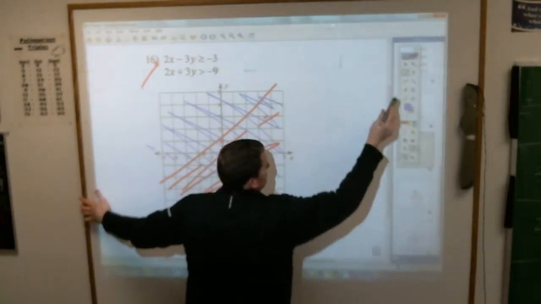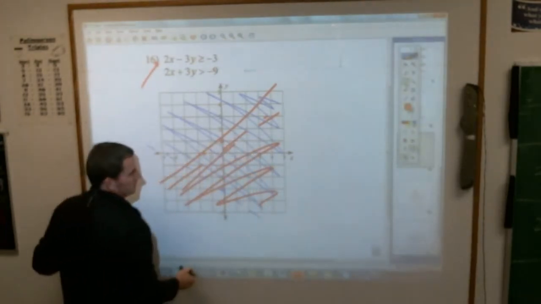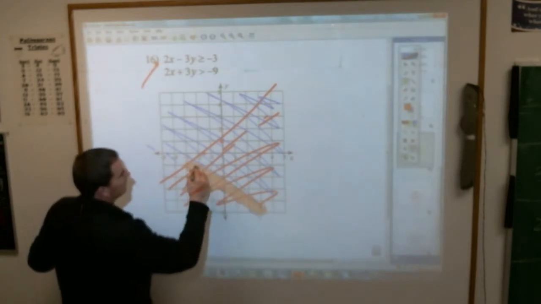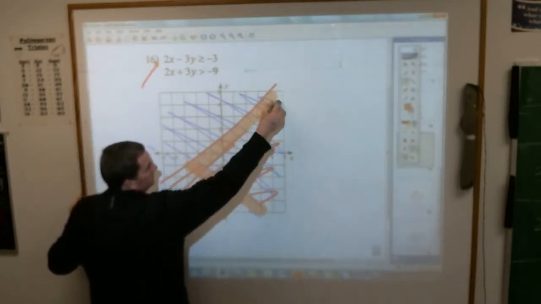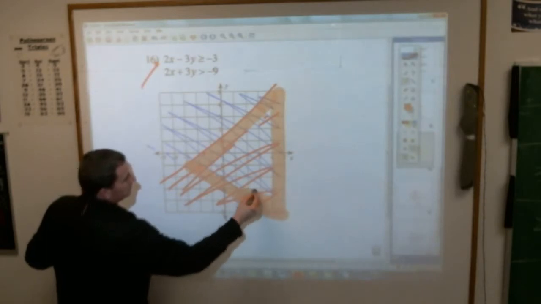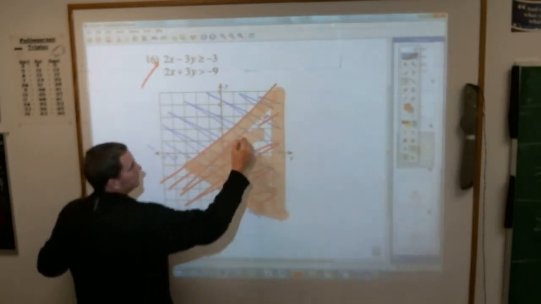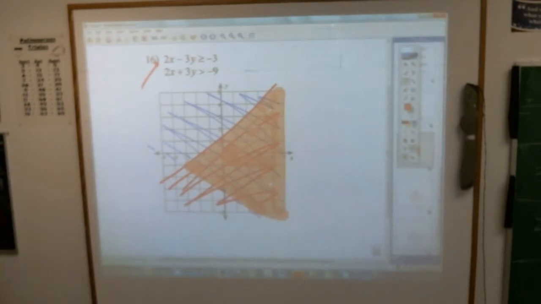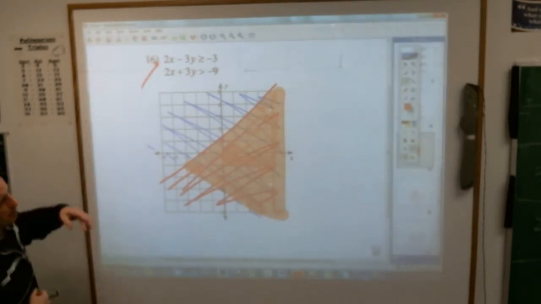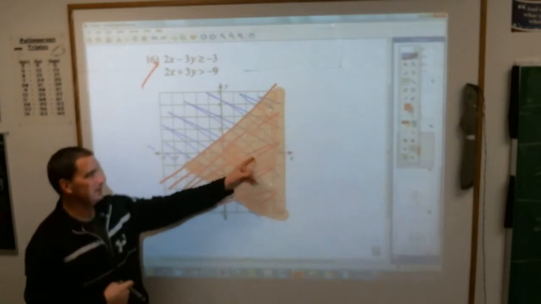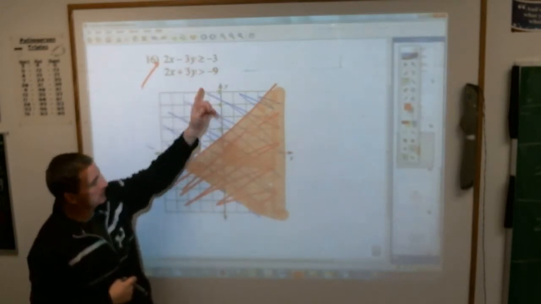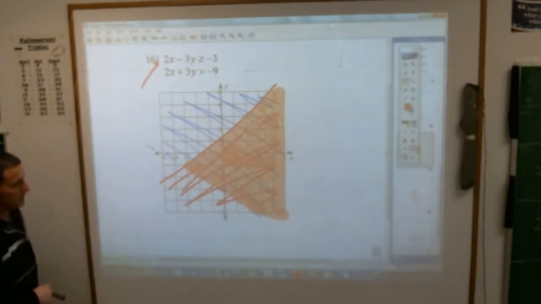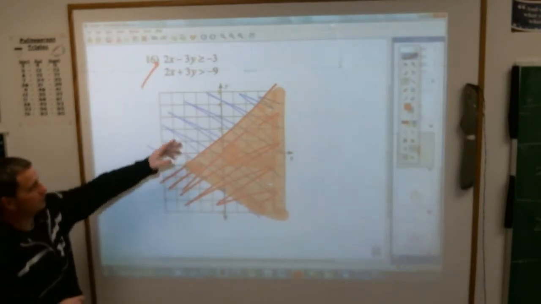And the part that is double shaded on this one ends up going from here up to there. All the answers that would fit. And understand, people, any point in here solves both of those. It is an answer to both of those. There's an infinite amount of answers to that. That's why you shade it. Any point out here fits one but not the other.